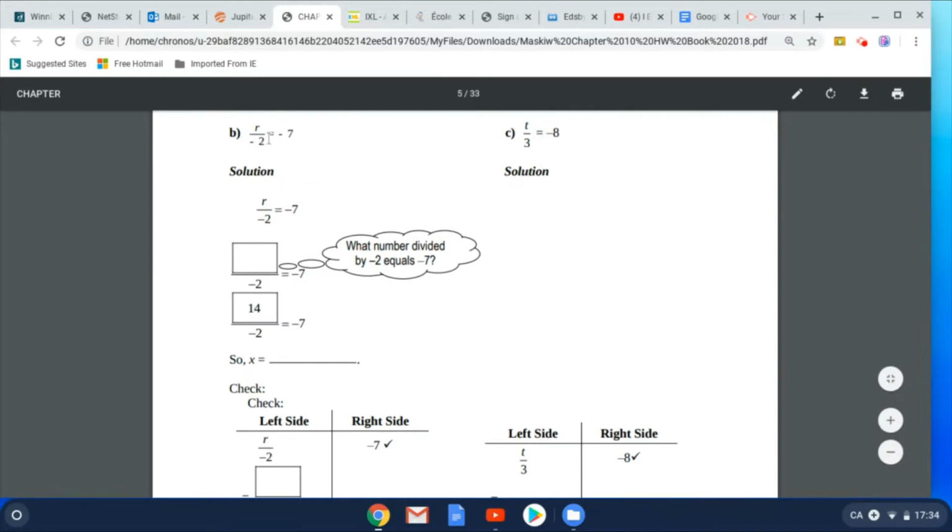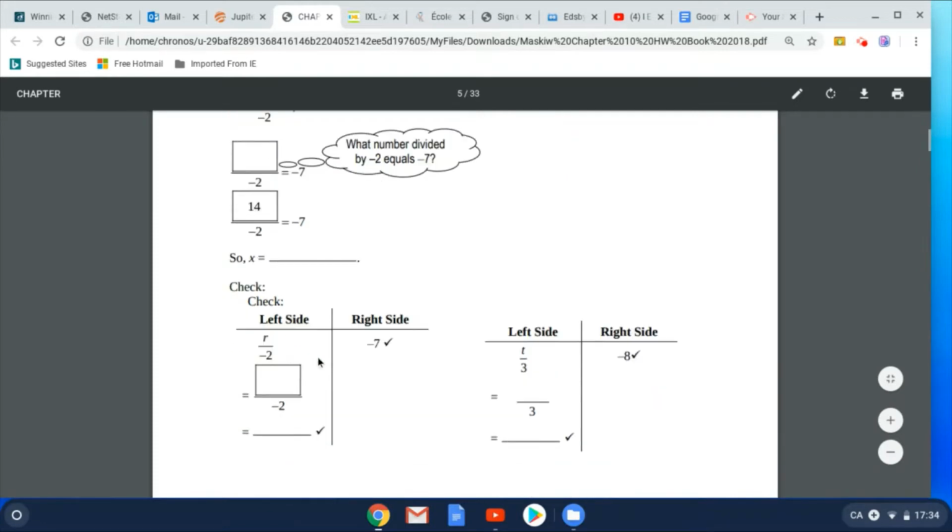So I look here and I see r divided by negative 2 equals negative 7. So I'm trying to figure out what number divided by negative 2 is negative 7. Well, that's going to be 14. 14 divided by negative 2 is negative 7. So in this case, it says r. Here it says x. It should be r equals 14.